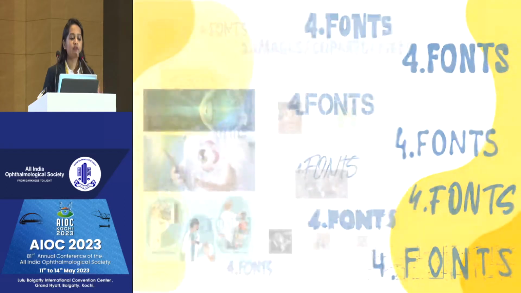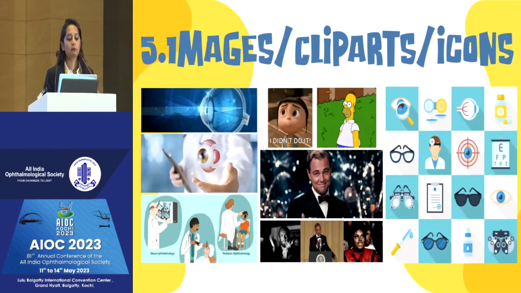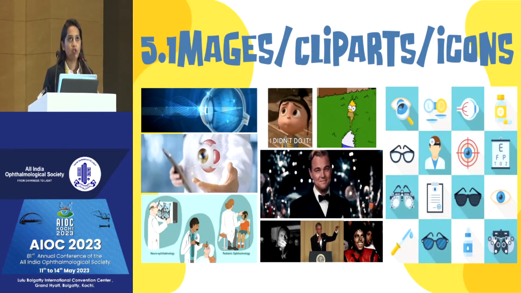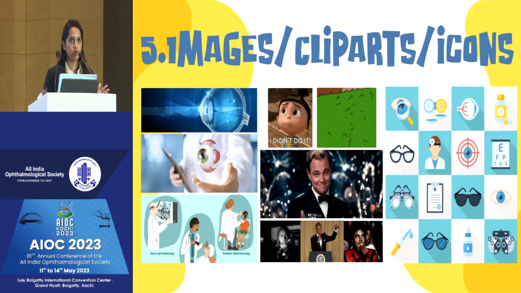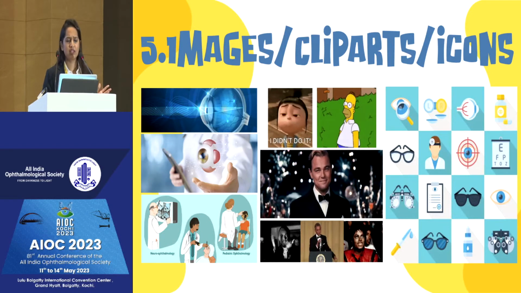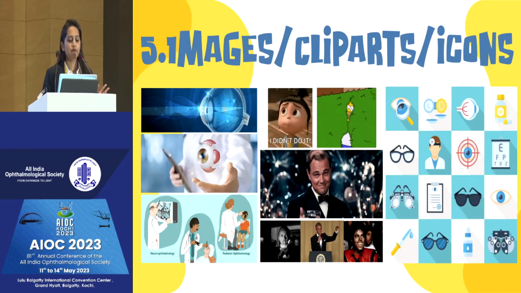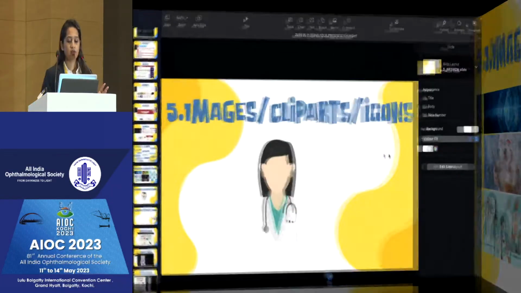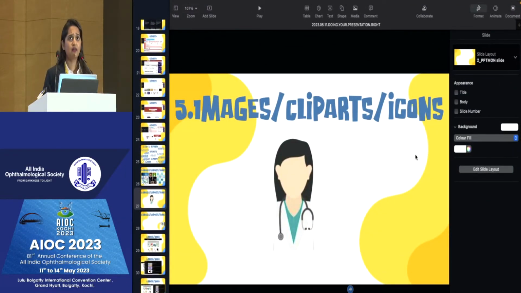Then talking about the fifth step, that is the images or the clip arts or the icons, which you can use to show a story in the video. You can use any image, you can download it online. You can use GIFs, which can captivate the audience, and you can show some complication or management. Then you can use clip art.